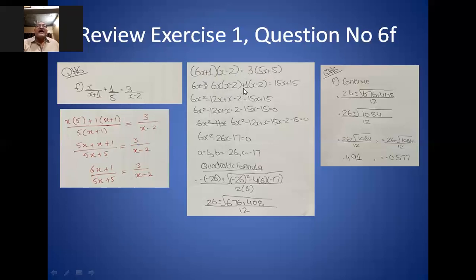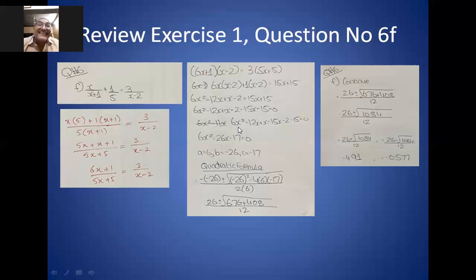So you will have 6x (x minus 2) plus 1 into x (x minus 2) equals, when you open this bracket, 15x plus 15. So here we will have 6x squared minus 12x plus x minus 2 equals 15x plus 15. Now bring those 2 terms on the right side to the left side. So you will have 6x squared minus 12x plus x minus 2 minus 15x minus 15 equals 0. So you will have 6x squared minus 12x plus x minus 15x minus 2 minus 15 equals 0.